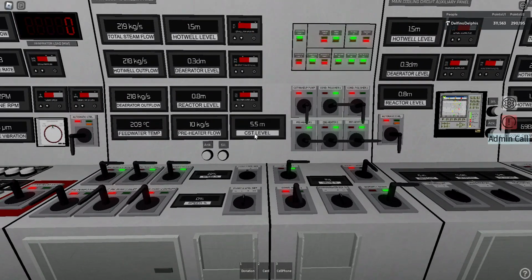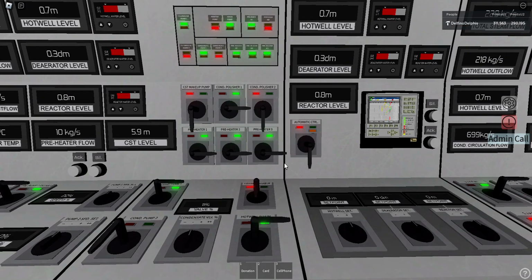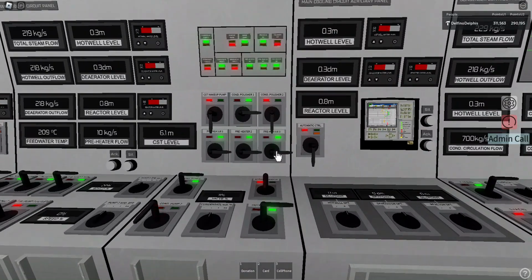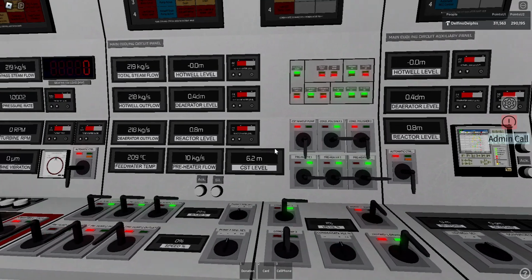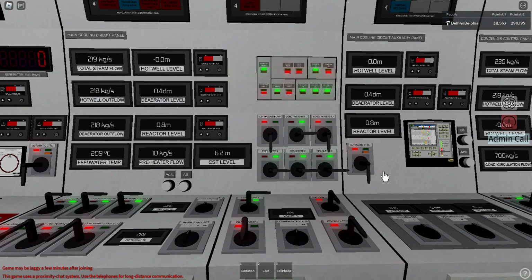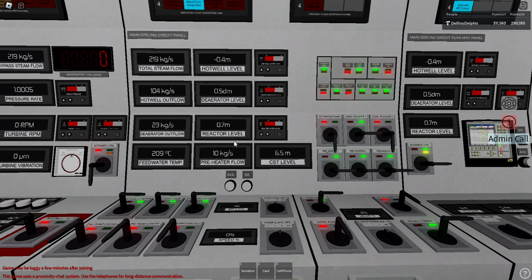So this is the level of the tank. It stores the water for you to use later. If you don't have enough water, you can use this other hot well makeup valve to put it back. Okay, switch this off. But anyway, I will now put this into auto control. So the auto control will manage and change the flows.